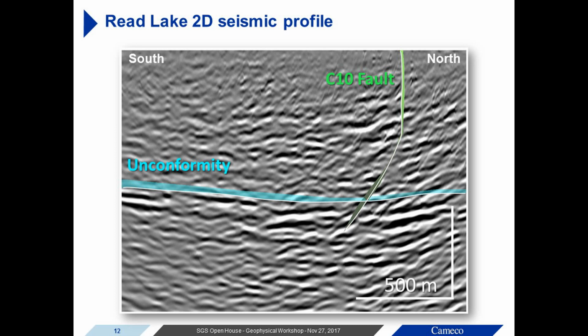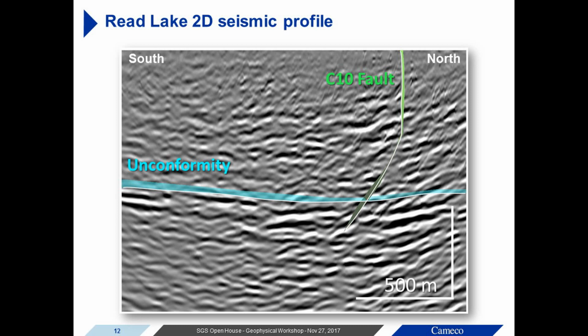At a similar time, an exploration-based seismic program was undertaken on the Reed Lake project. Here we have one of the 2D seismic profiles displayed with the drill-defined unconformity and C10 fault line. For the most part, the unconformity at Reed Lake is associated with a strong reflector. However, there are still strong basement reflectors that can distract the interpreter.